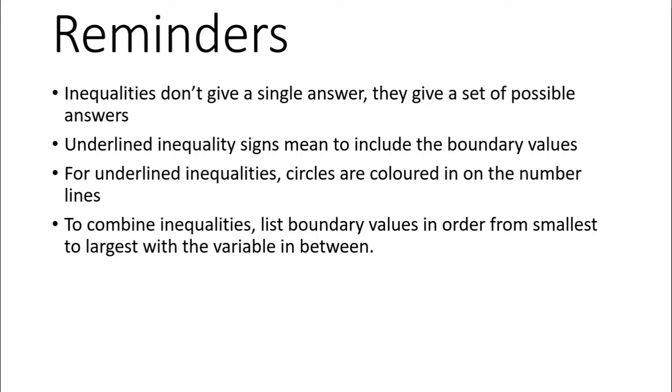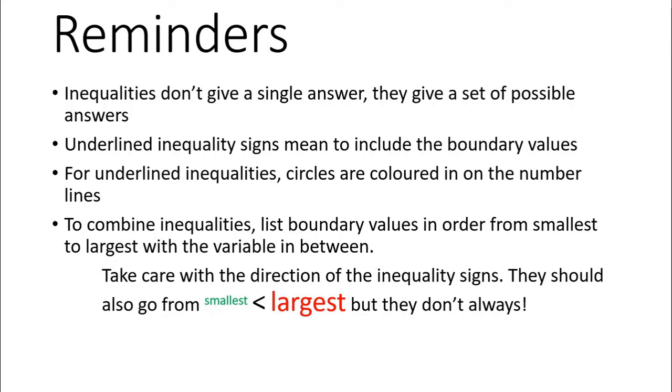To combine inequalities, remember it's best to list the boundary values in order from smallest to largest, and we put the variable in between. Then take special care when you're placing the inequality signs to show correct direction. They should go from smallest to largest, but they don't always. And if they don't, remember it's not a combined inequality. We need to split that off and make two separate inequalities.